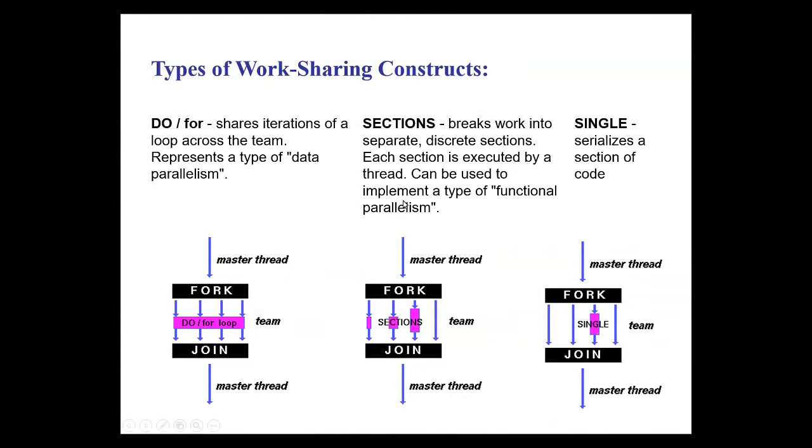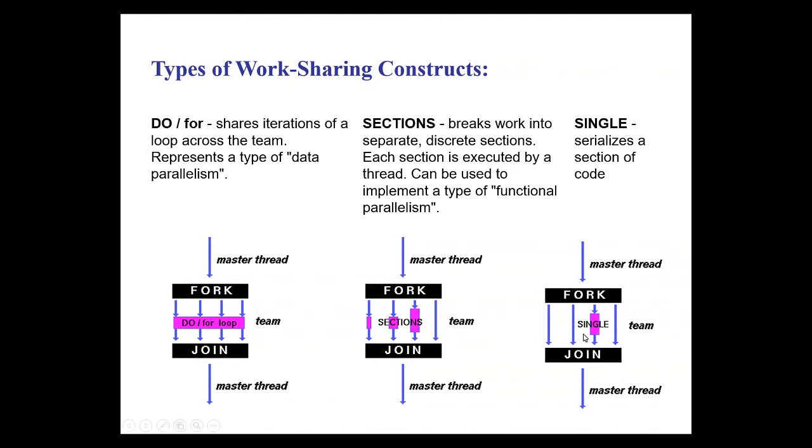And then there is a construct called sections. Sometimes we call this functional parallelism or task parallelism. It breaks work into separate sections, and depending on the workload, they may not be exactly the same. Each section is executed by one thread. By doing so, each thread runs a different part of your code with no overlap, and they run in parallel to speed up performance.